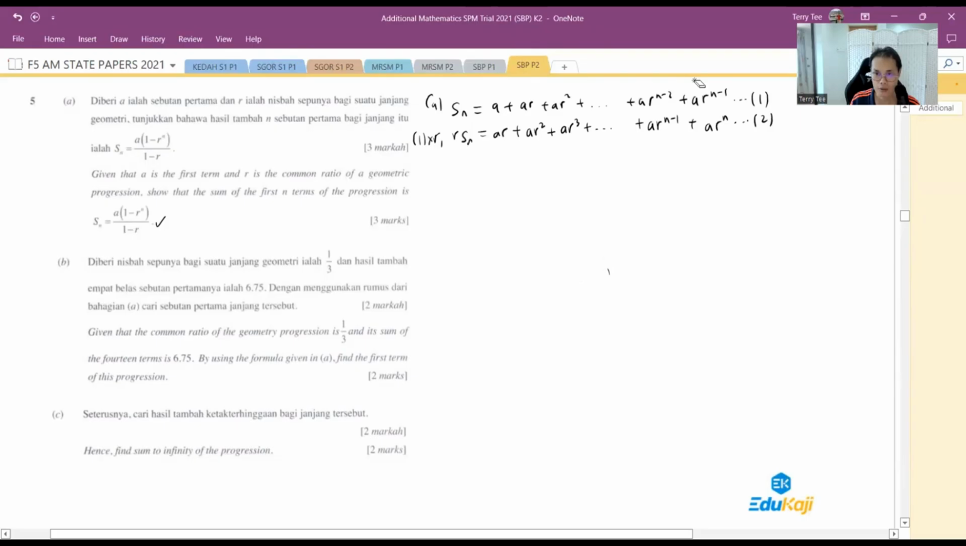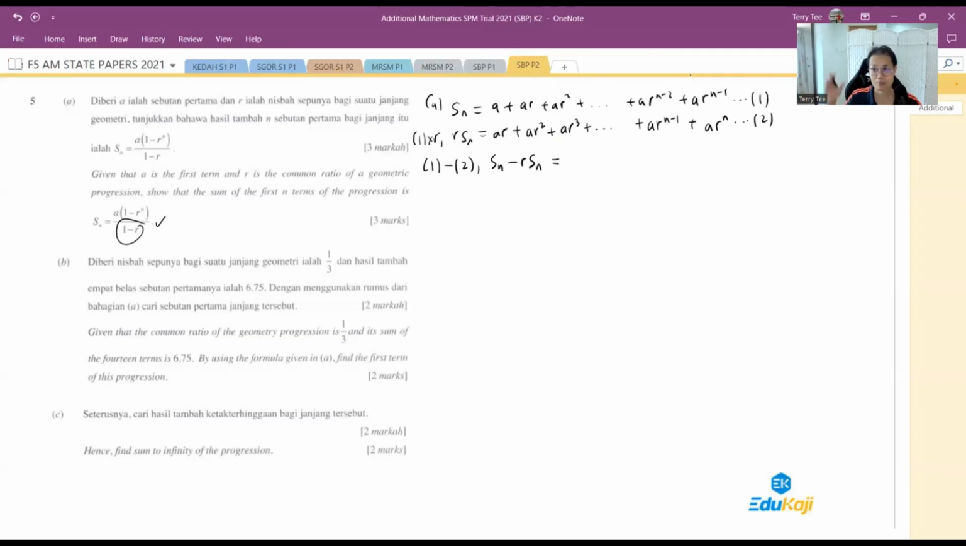Okay, the next thing I need to do is to take equation 1 minus equation 2. So normally we can do 2 minus 1 or even 1 minus 2. But in this case, I have to do 1 minus 2 because you can see your final answer is 1 minus R, so the R must come last. Okay, so we take 1 minus 2, your S_n minus R S_n.